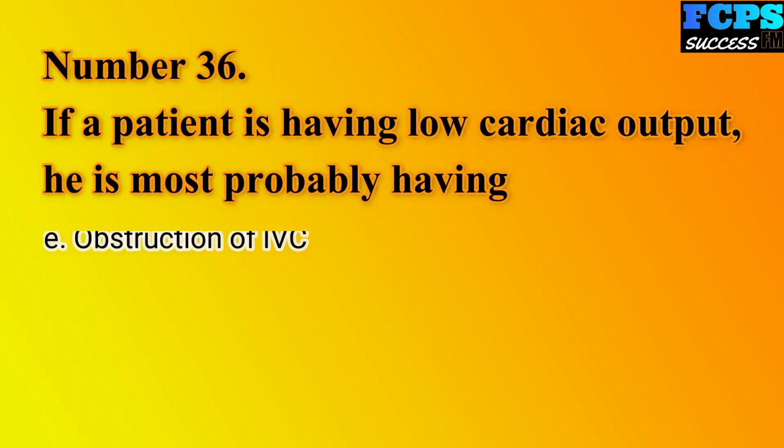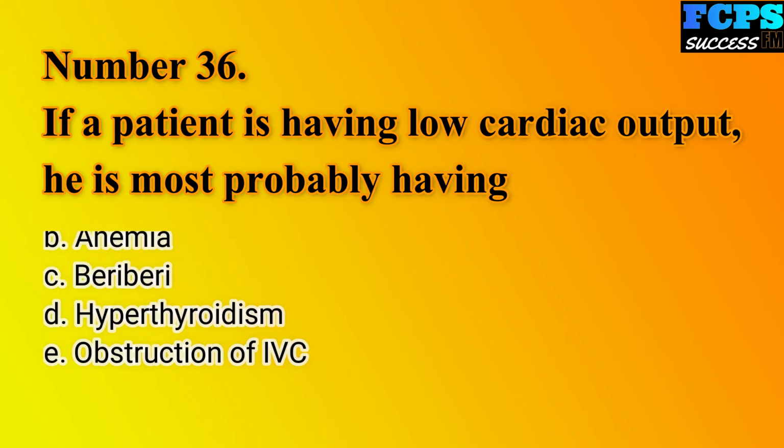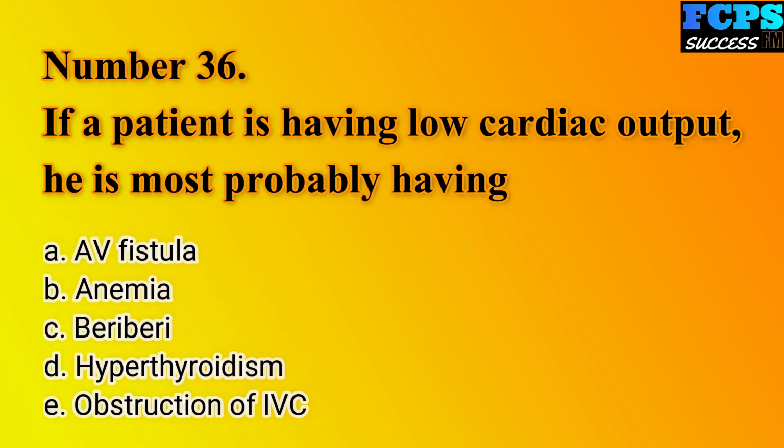Number 36. If a patient is having low cardiac output, he is most probably having: A. AV fistula, B. Anemia, C. Beriberi, D. Hyperthyroidism, E. Obstruction of IVC. Correct option is E. Obstruction of IVC.